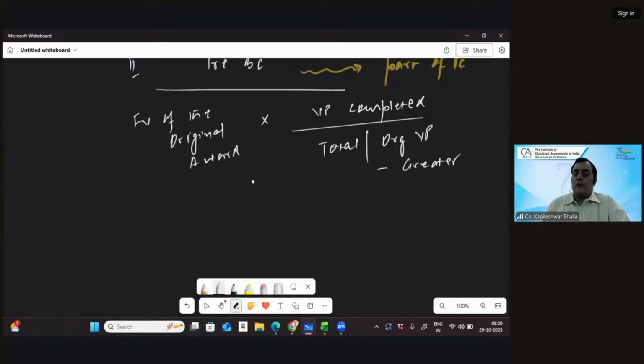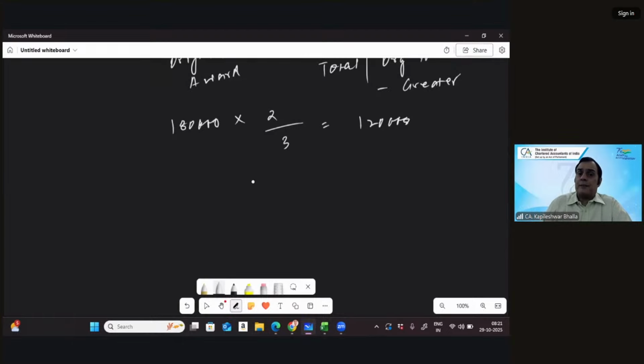So let's take the fair value of the original award. This is 1,80,000. The vesting period completed is 2 and the original is supposed to be 3. So I think this comes to a total of 120. So this is going to be taken as a part of the purchase consideration. That is step number 2. Then we go on to step number 3.